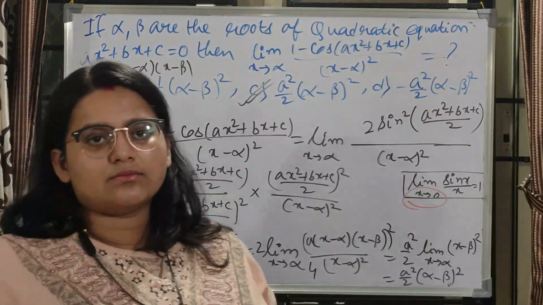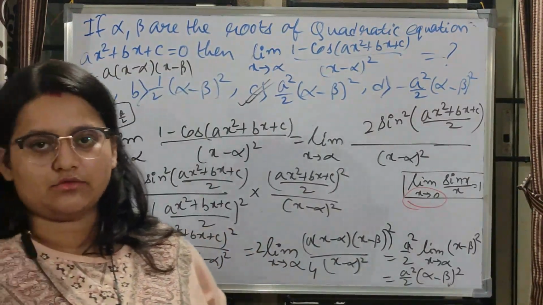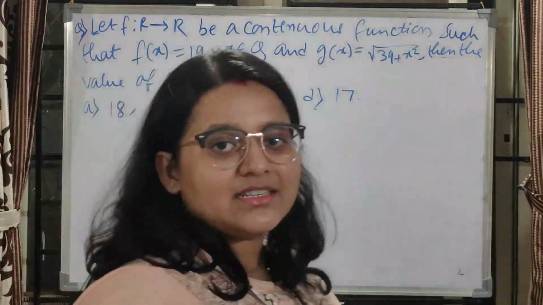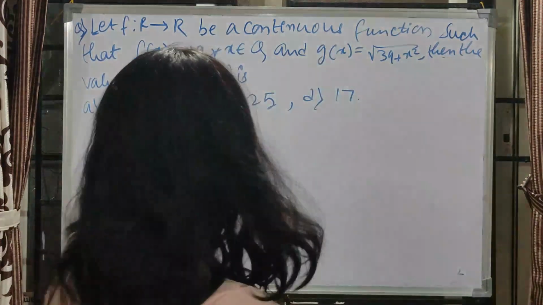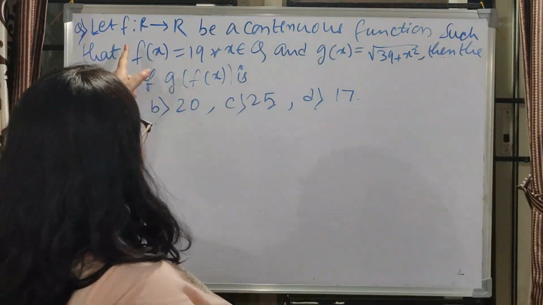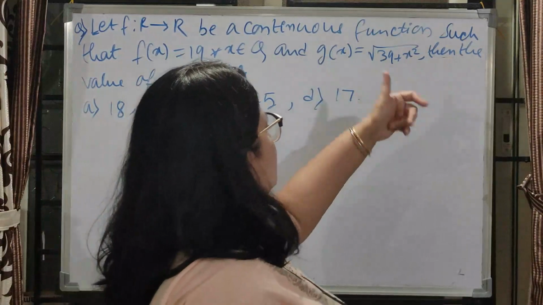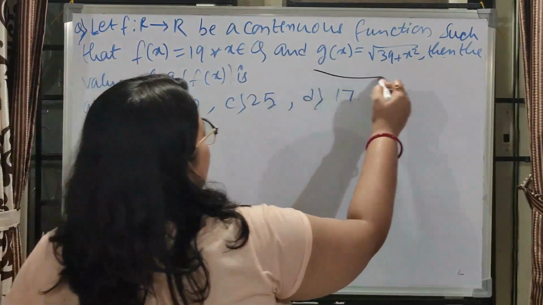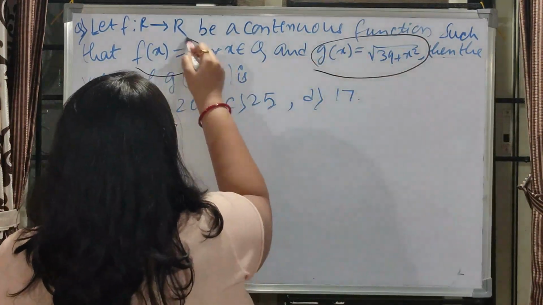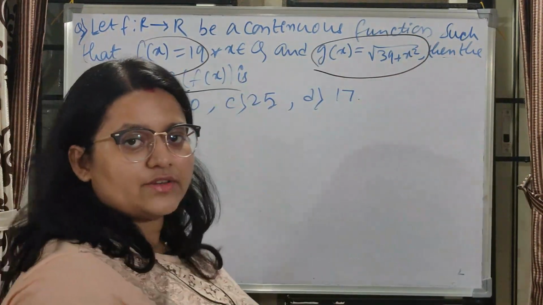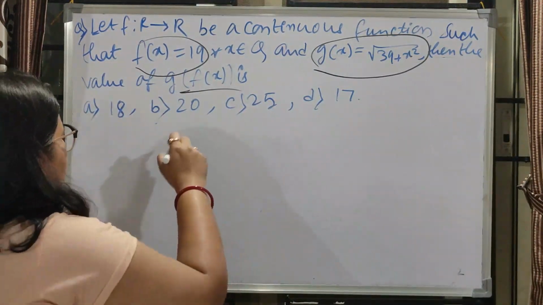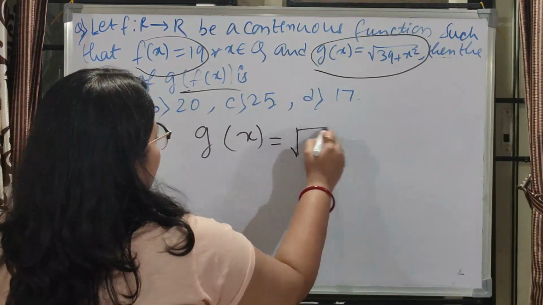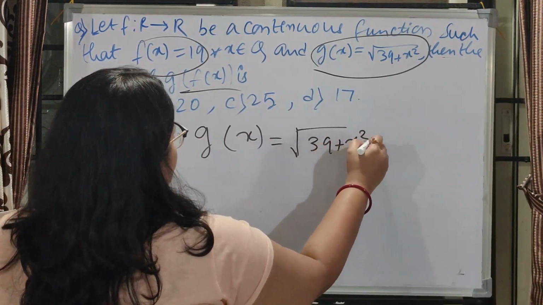Next, see some one or two more MCQs. See this question. We have learned the composite function in the last video. So here it is given that f is a mapping from R to R, a continuous function such that f of x equals 19, g of x equals square root of 39 plus x square. We need to find g of f of x. It is a very simple question. It will not take more than 1 minute. It is not 1 minute also. Within 30 seconds you can solve this question.